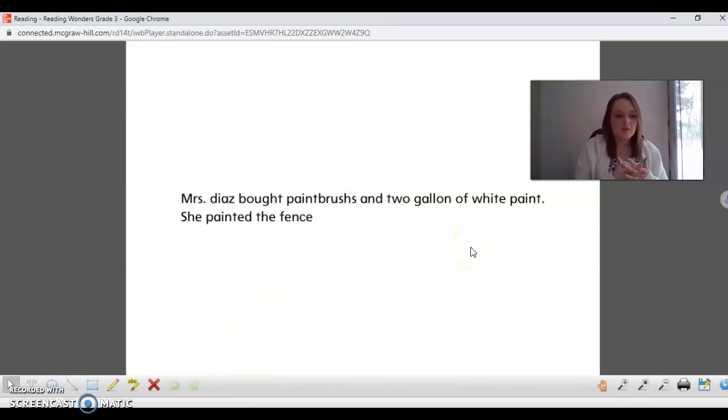Okay, so let's look at the mistakes in this sentence just to review our grammar. It says Mrs. Diaz bought paintbrushes and 2 gallons of white paint. She painted the fence. Okay, so I see some errors. Last week we learned about singular and plural nouns, so I want you to keep that in mind. There are some changes that we need to make.